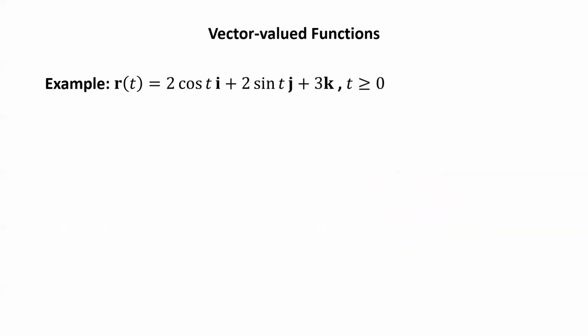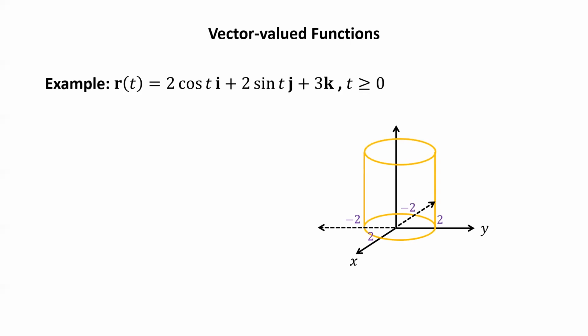Here's another example. r of t equals 2 cosine t i plus 2 sine t j plus 3k for t greater than or equal to 0. Notice that the x and y components are the same as the last example, but the z component is a little different. Pause the video and see if you could sketch the graph of this vector-valued function.